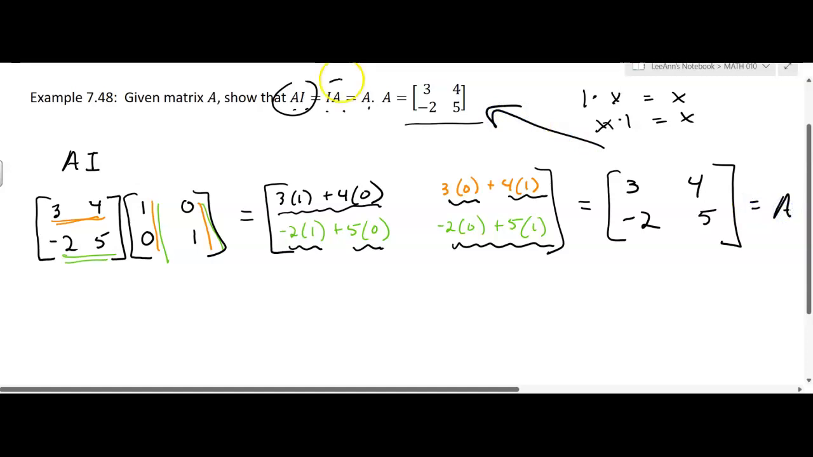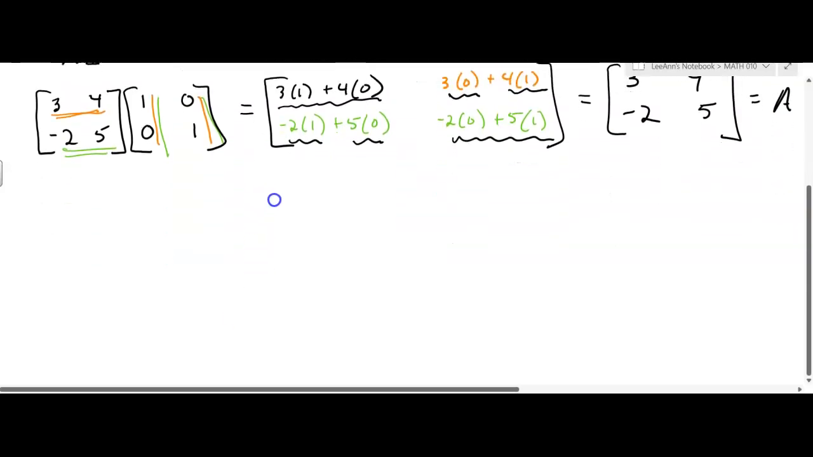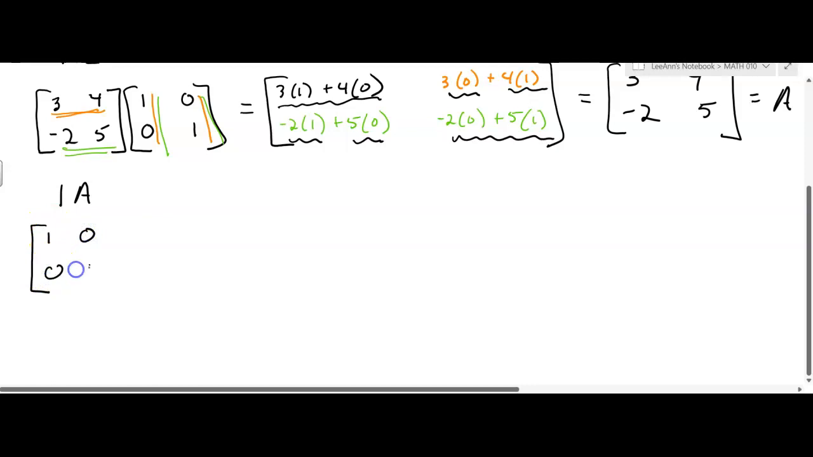Now we need to do IA. That one might be less familiar. So we're going to do the commutative property here. Well, multiplication is not commutative, but we're going to show that this works. So we put the identity first times the A matrix, which was 3, 4, negative 2, 5. This is good for practicing the multiplication and everything.